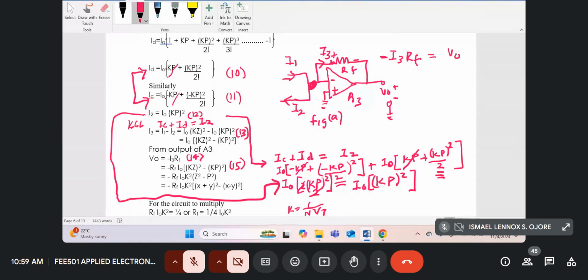We'll get 15 if you substitute for I3. And therefore, if we square inside the square brackets of 15, the first term will be K squared Z squared, minus K squared P squared. So we'll get the K squared term out of the square brackets. So we are going to get 16.